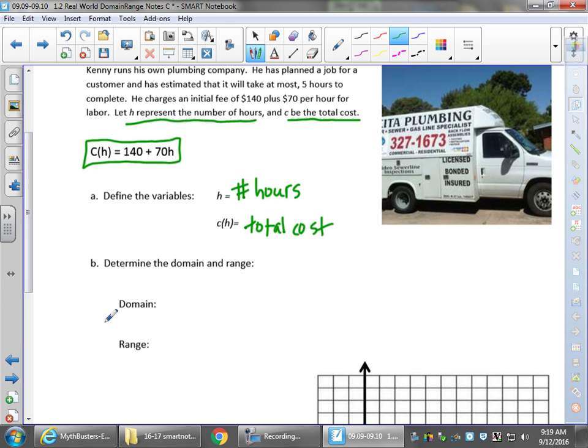Hold that thought. So above domain, let's write hours. We want to remind ourselves about what this is actually talking about. So domain is all about hours. Range is all about cost.